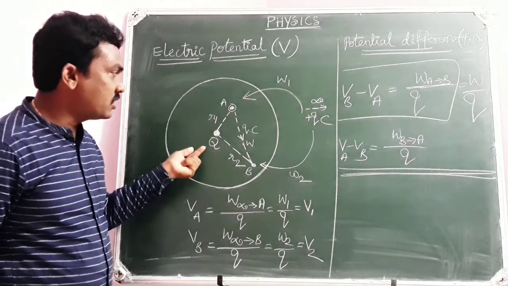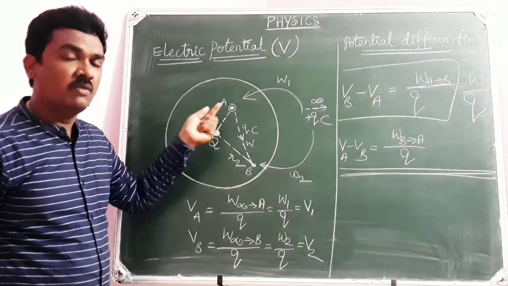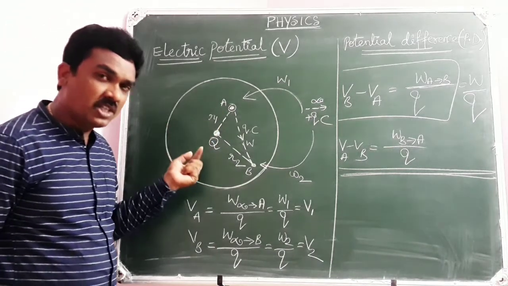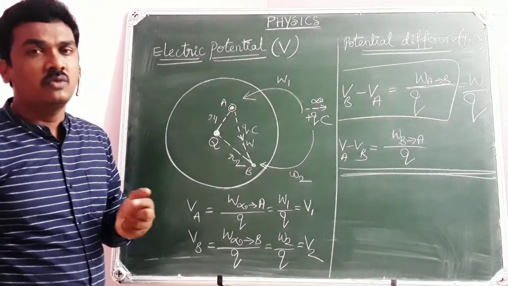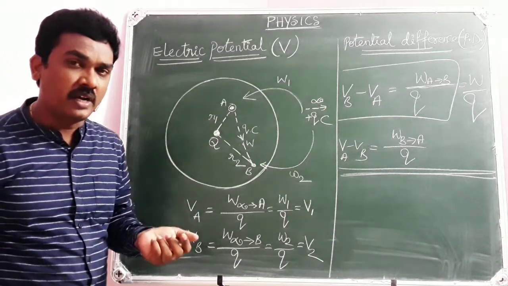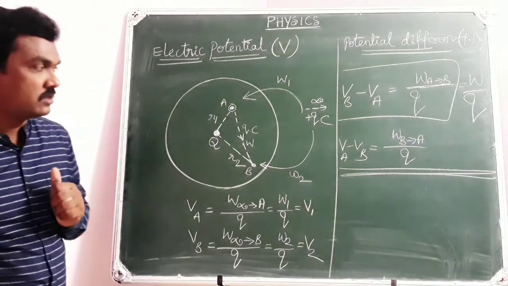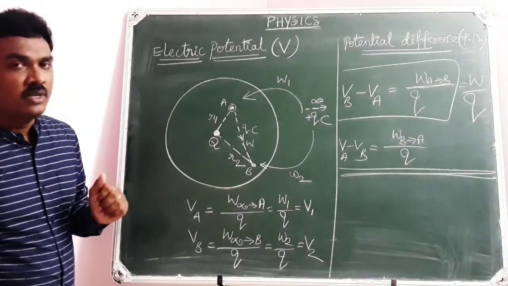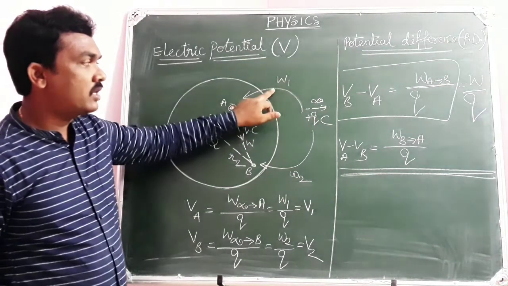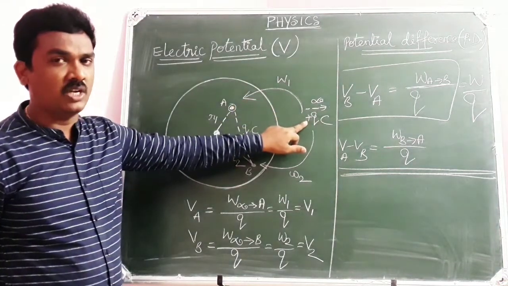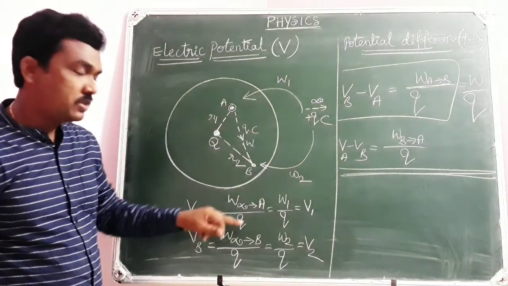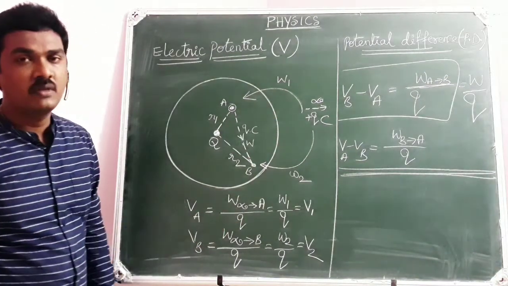That's why due to the source charge positive, potential will be positive. If the source charge is negative, potential will be negative. So we can come across positive potential and also negative potential. Right? Remember this. And at the same time, if W is the amount of work done to carry Q coulombs of positive charge, then work done per unit positive charge is W by Q.